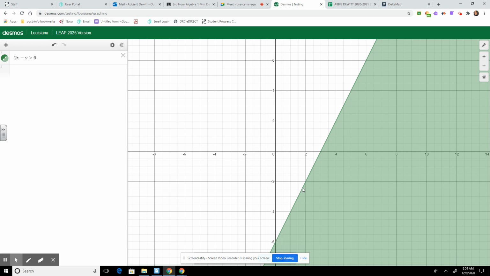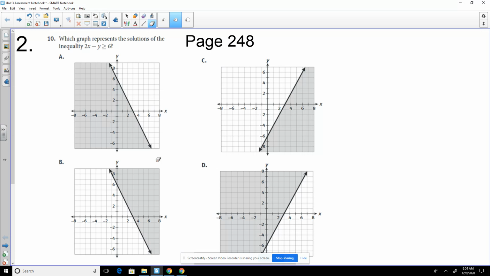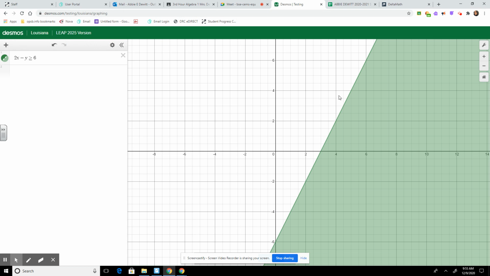I'm going to have a line going in the upward direction, and my shade is to the bottom right. A line going in the upward direction with the shading to the bottom right. So let's look at my options. My line was going in the upward direction. So I can automatically eliminate A and B because my lines are going in the downward direction. Okay? So C and D are the only lines that are going in the upward direction, as my graph in Desmos does.